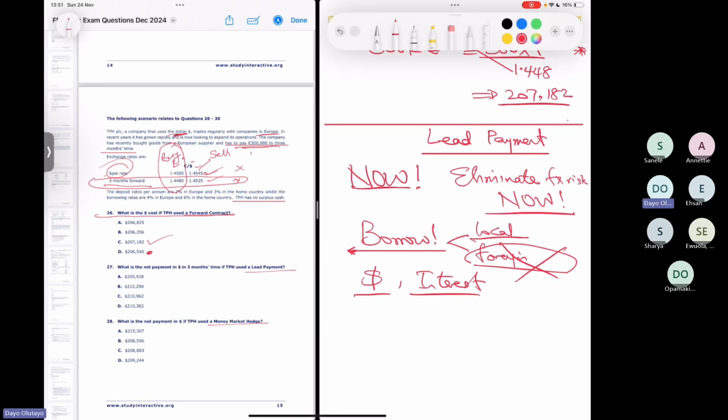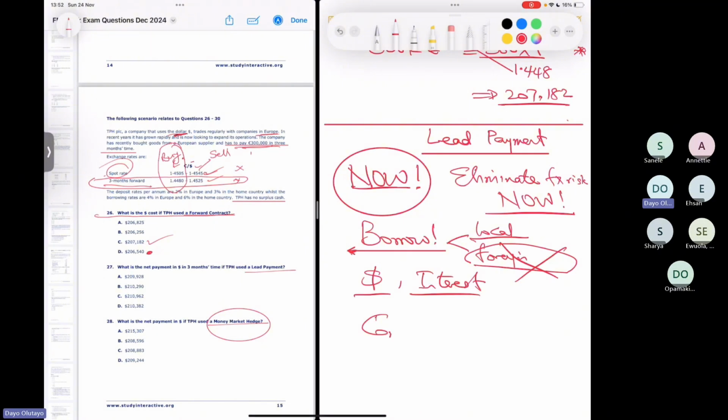So what lead payment is saying is that though this payment is due in 3 months' time, I want to pay it now. I don't want to delay. I don't want to wait. I just want to pay it. I want to do it now. That's what he's saying. And when we get to money market hedge, you will see an improvement on lead payment, because money market hedge makes more sense, and at the same time you're minimizing cost when you use it. But lead payment doesn't care. Just eradicate everything now.